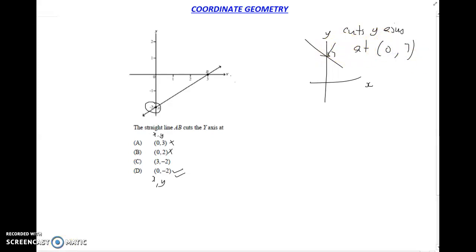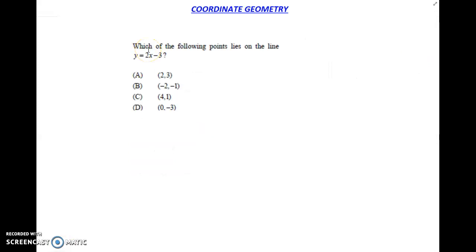Right, good. Which of the following points lies on the line y equals 2x minus 3? Again, we need to remember it's always the x value first when we have our coordinates, then y values, right? So let's look at option A first. We could do A in the corner up here. So A, we are saying that my x value is 2 and my y value is 3. So using my equation, let's substitute those values and see if everything works out.